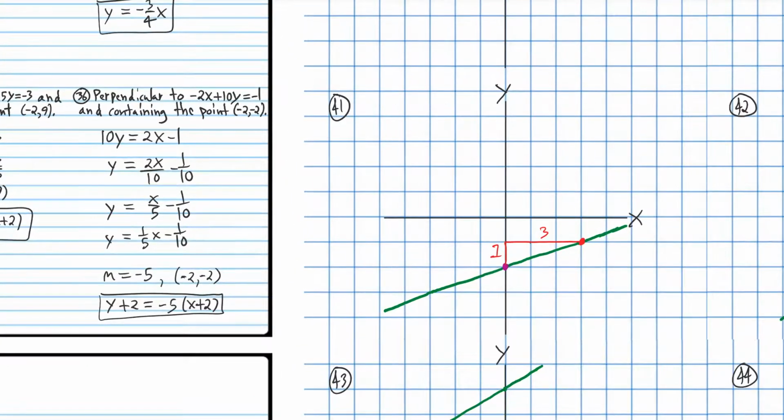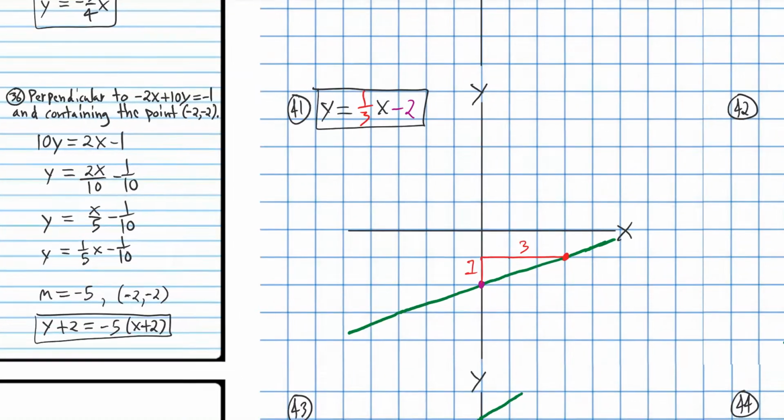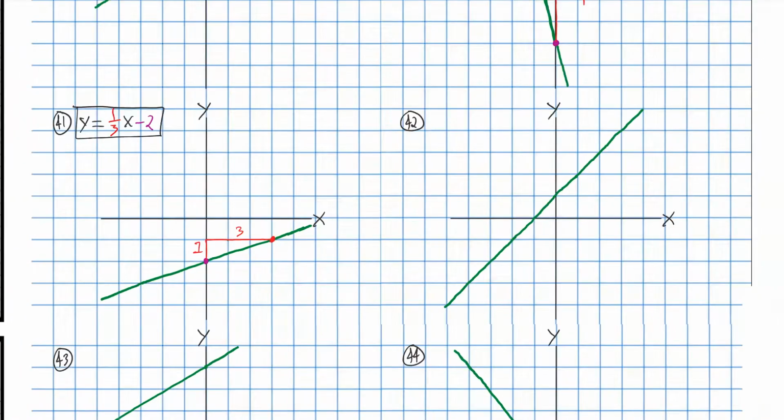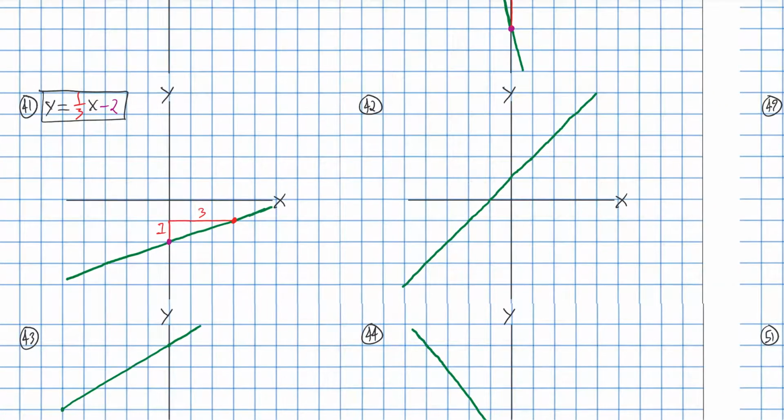So now we have y is equal to the slope times x plus the y-intercept, which is -2. So I can just put -2. So if you got that answer, good job. All right, try number 42, and when you come back, we'll do it together.